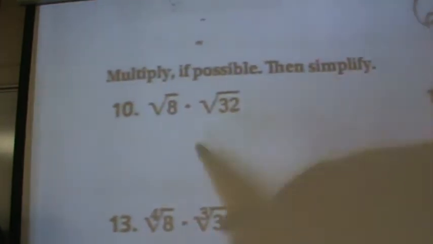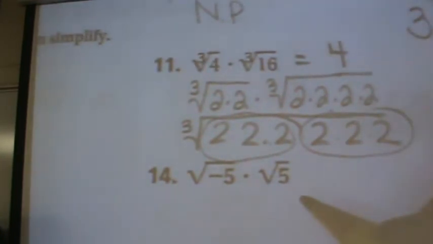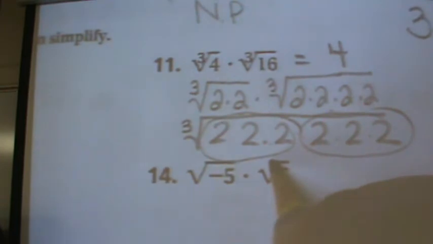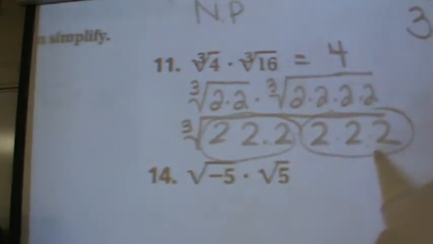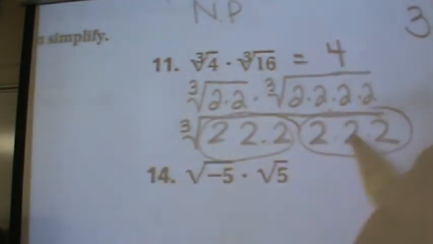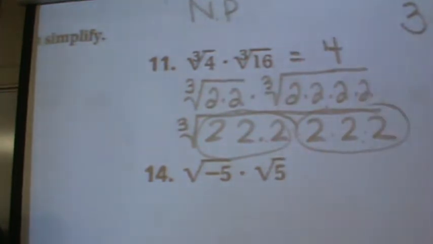Let's go back to 10. Why would it simplify? Because you have 3 twos, and then you have another 3 twos. So this 2 comes out, and this 2 comes out. 2 times 2 is 4. Oh, okay.